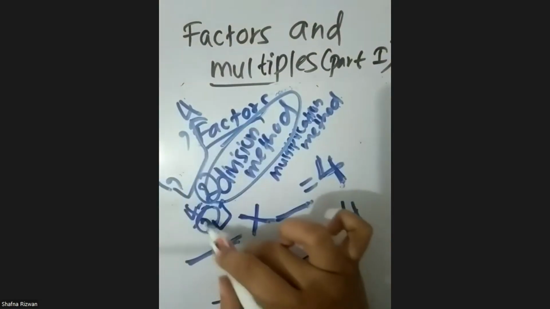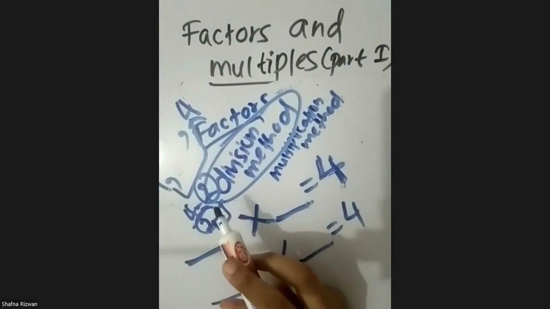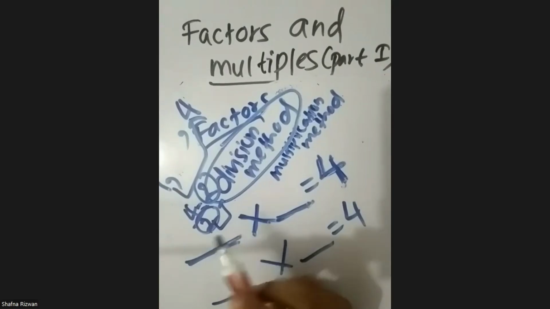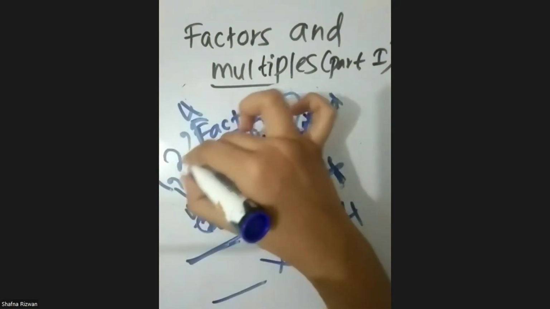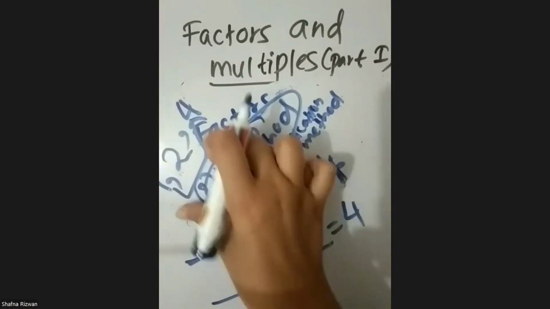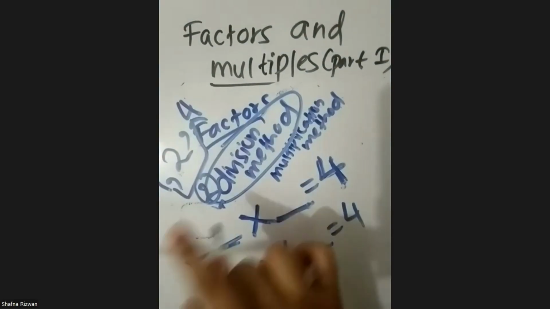But see here, this is 2 and 2. The number which you divided by and the answer you got are both 2. So will you write it 2 times? No. You will only write it once. I will write it like this, 2. So how many factors do you have? 1, 2 and 4. These are the factors by using the division method.